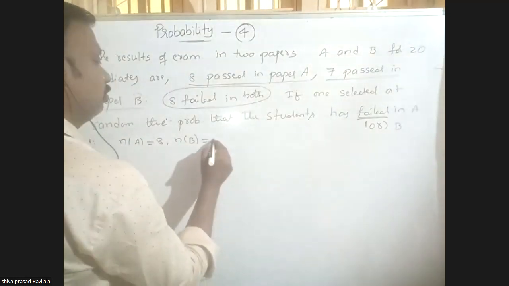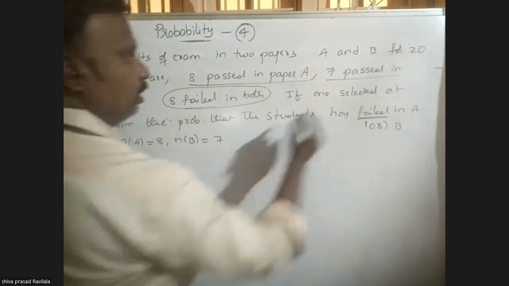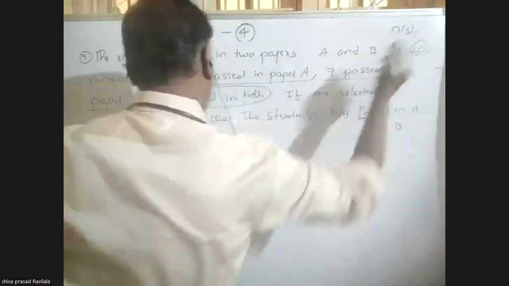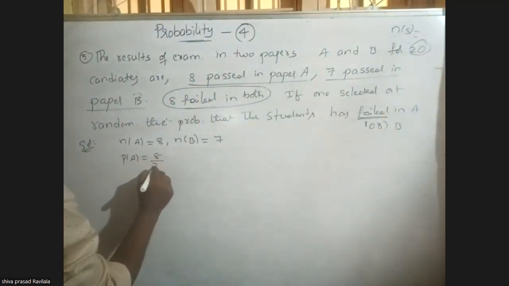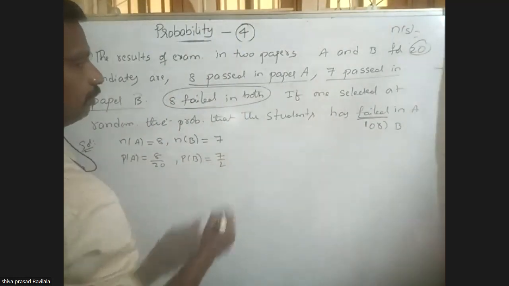N of A is equal to 8. N of B is equal to 7. Okay. Total how many students? N of S is already given, this one, 20 students. Therefore, P of A is equal to 8 by 20 and P of B is equal to 7 by 20.